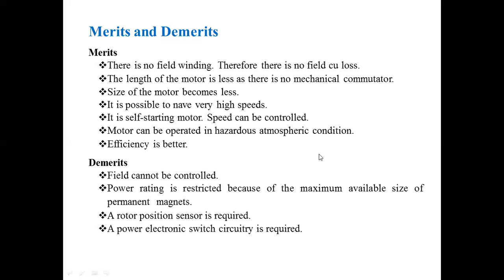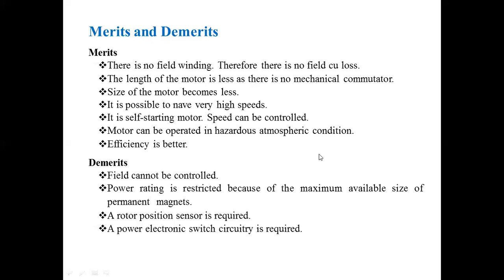If you increase the magnet's capacity to produce flux, there is a possibility to increase the speed. Whenever you increase the magnet capacity, the size of the motor also increases, higher speed can be produced, and high torque can also be produced. Those are some of the advantages and disadvantages with respect to speed control.